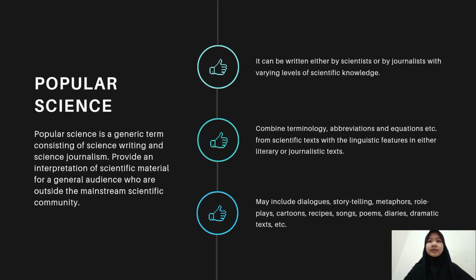And then next is popular science. This text is aimed to explain scientific ideas to a general audience. They often combine technical language with storytelling. And in translating this type of text, we must simplify complex terms while also keeping the text accurate and interesting for the general audience.